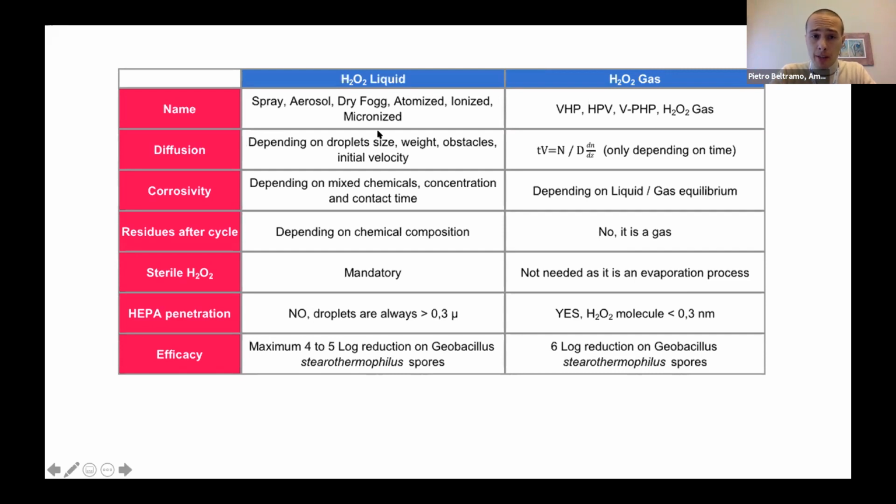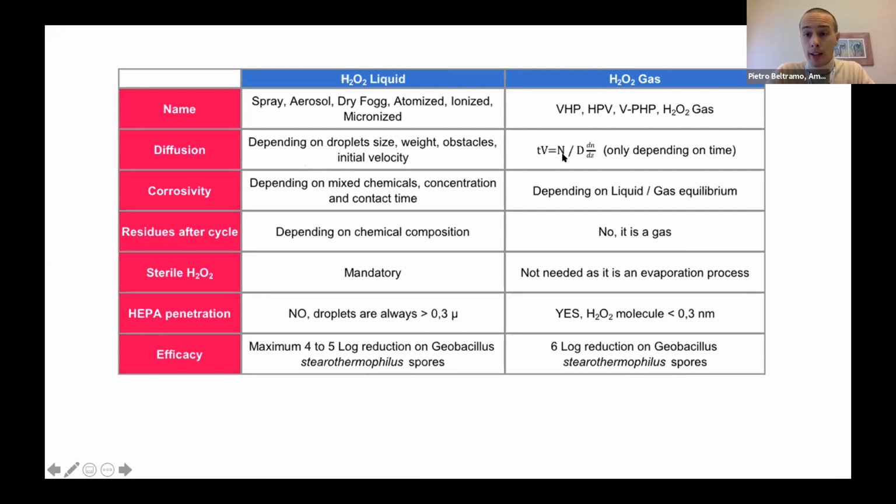So this depends on the droplet size, the weight, of course. It depends on obstacles, because if you have a barrier, the droplets cannot overcome the barrier. You will create a shadow effect. And it depends on initial velocity. Of course, if I have no speed, the droplets will not go farther, it will fall down immediately. So you need also speed.